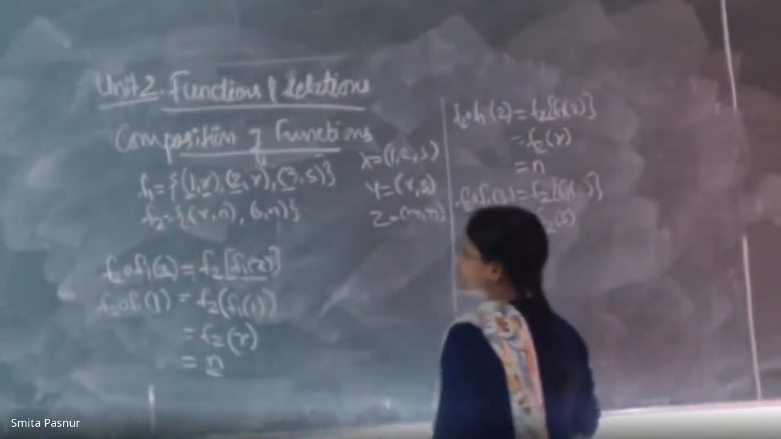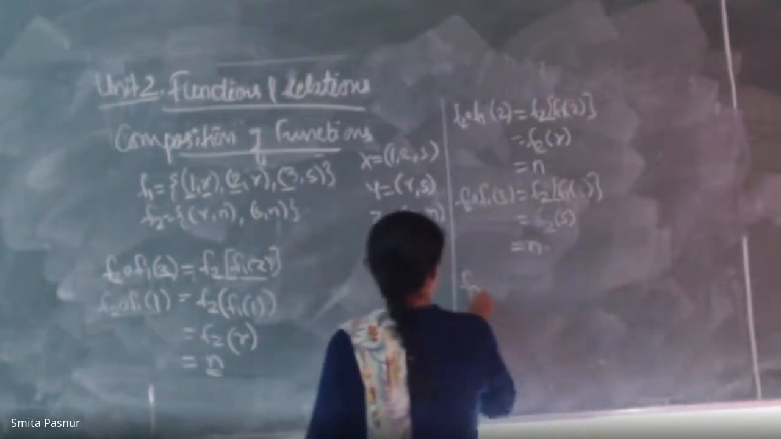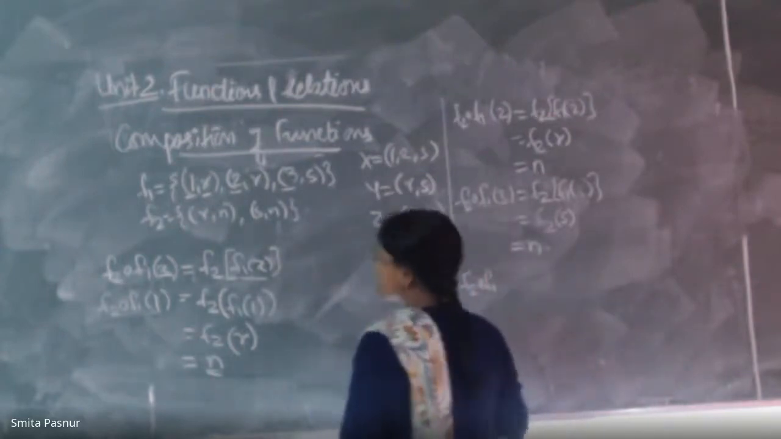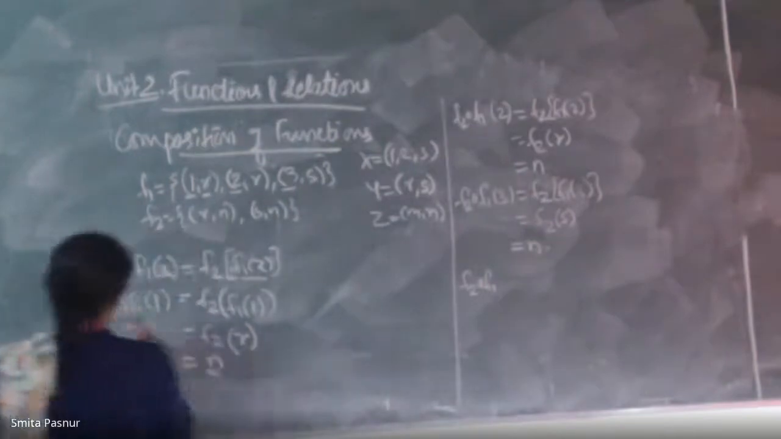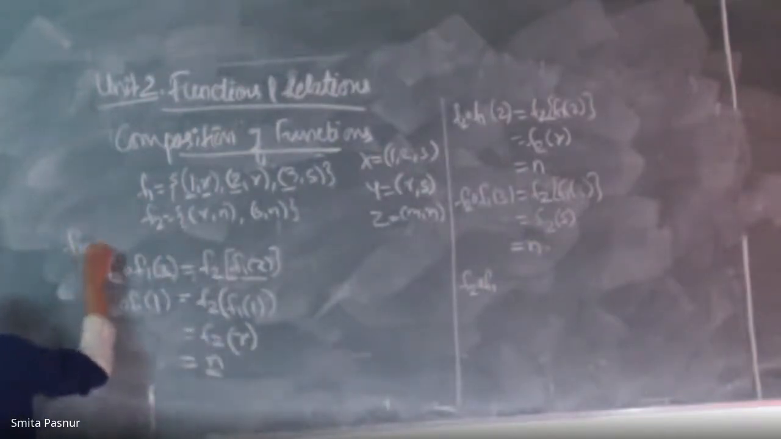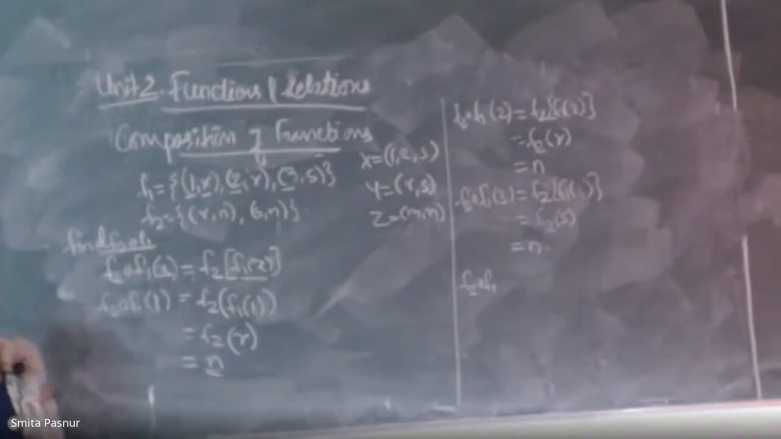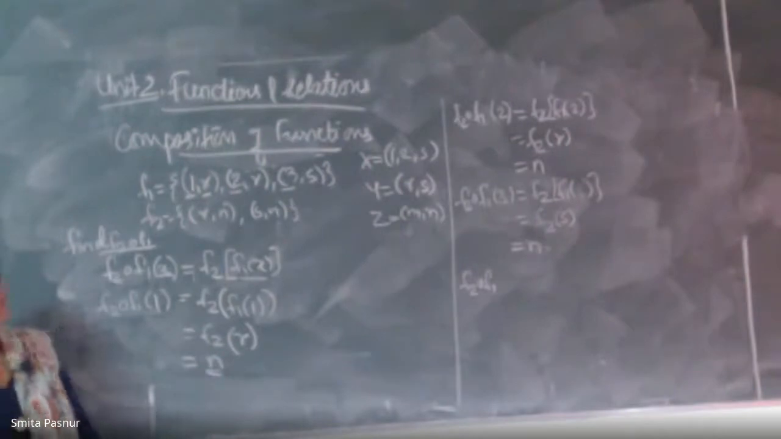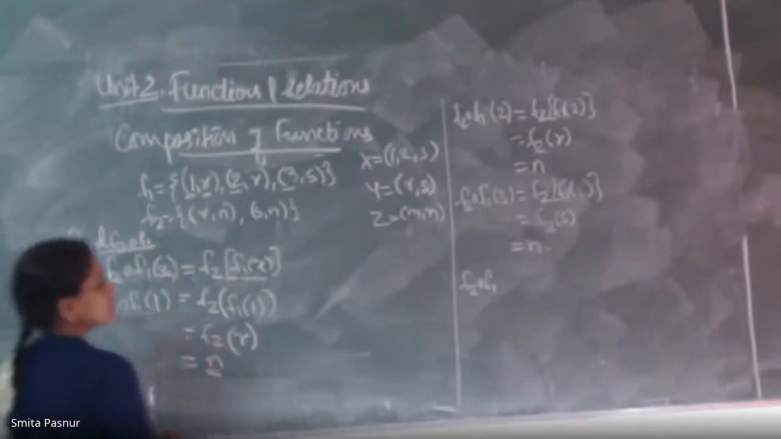So now we finished. Now what is the answer you have to write actually? What is the question asked? Question asked is like this: find F2 composition F1. This is the question asked. Got it? So what is the answer of that?